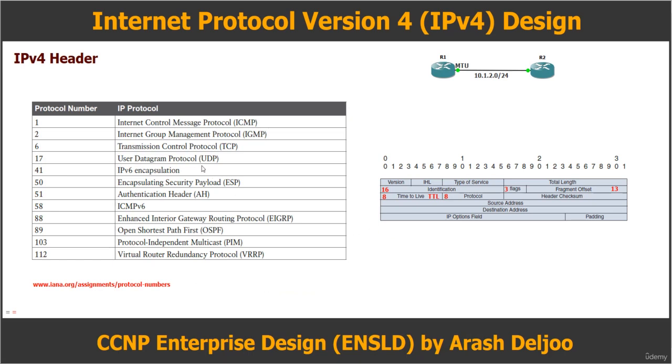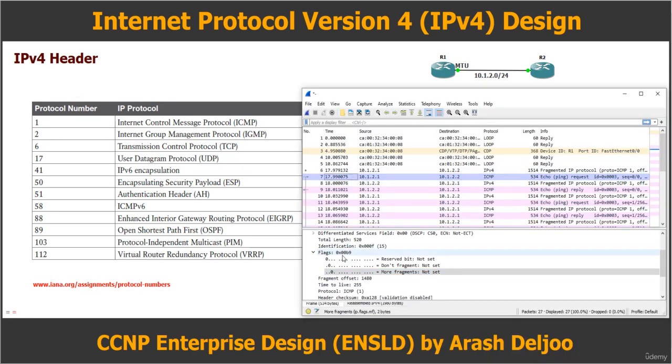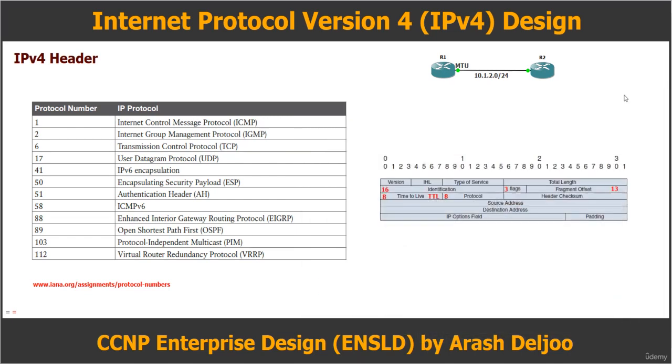ICMP, or Internet Control Message Protocol, has the protocol number of 1. Here we can see it. Look at here, about the ICMP, the protocol number is 1, as you can see. IGMP is using the protocol number of 2. TCP, or Transmission Control Protocol, is using the protocol number of 6. UDP, or User Datagram Protocol, is using the protocol number of 17.